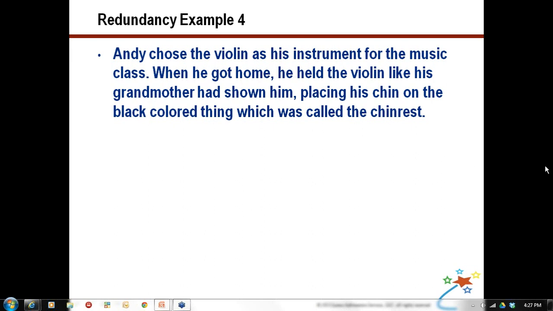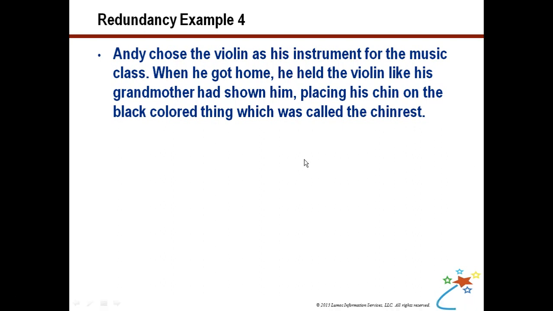Okay, that's it. Well, I think she's absolutely right. I think she might have been saying only the part that said black colored thing, which was called, maybe not the whole line. So it could read, placing his chin on the chin rest. You could have eliminated on the black colored thing, which was called the chin rest. The black colored thing really doesn't, I don't think it's necessary. It really is not a very good description. Black colored thing doesn't tell you much. So I think just placing his chin on the chin rest would be enough and eliminate about 6 or 7 words there. So I think your answer is absolutely correct.